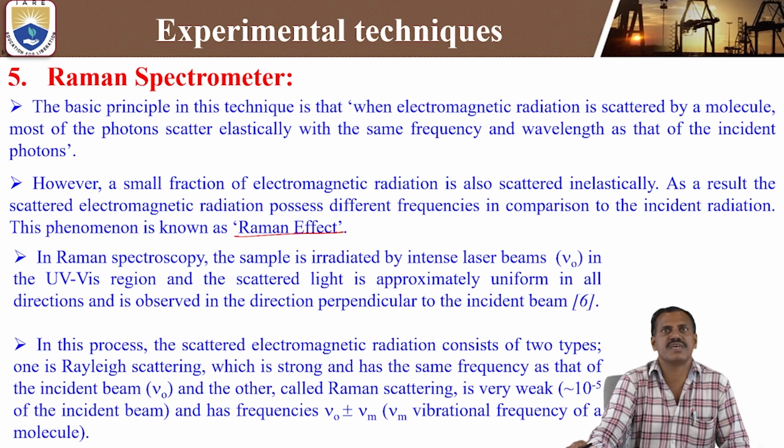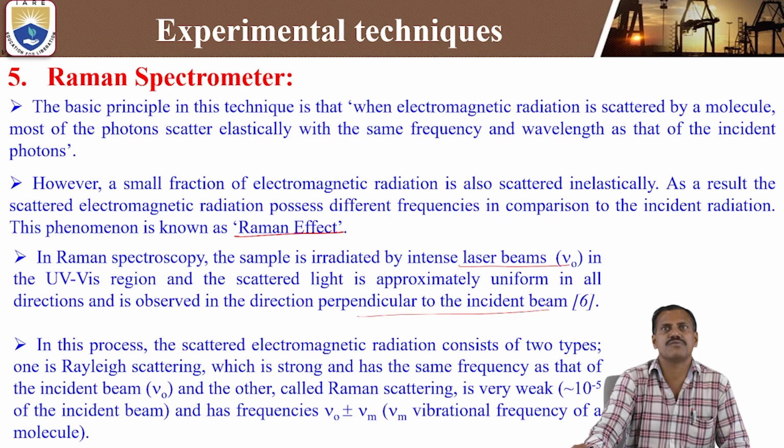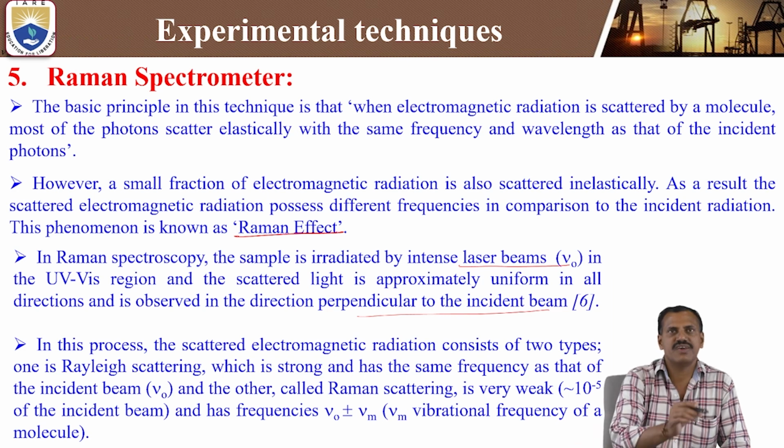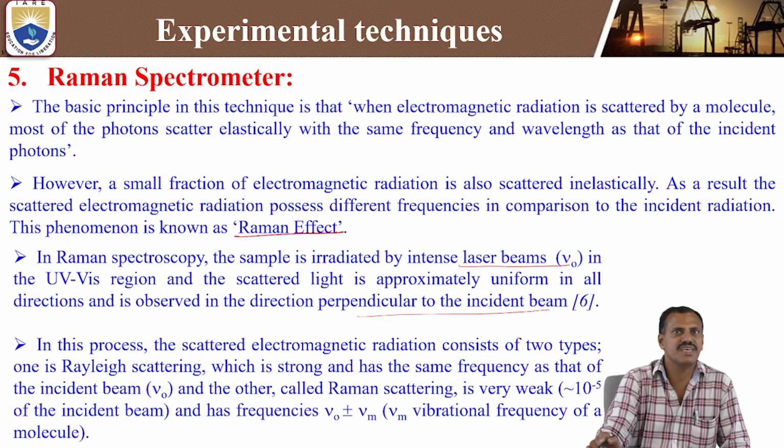In Raman spectroscopy, the sample is irradiated by an intense laser beam. Here we apply a laser source in the UV visible region, and the scattered light is approximately uniform in all directions and is observed in the direction perpendicular to the incident beam. In this way, we can measure the samples by Raman analysis. The scattered radiation consists of two types. One is Rayleigh scattering, which is strong and has the same frequency as the incident beam. The other is called Raman scattering.